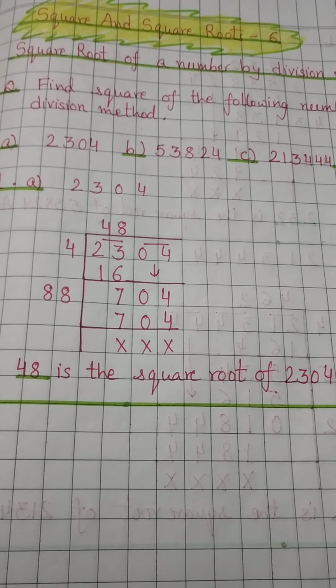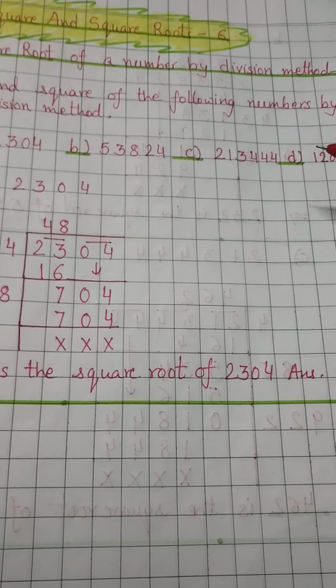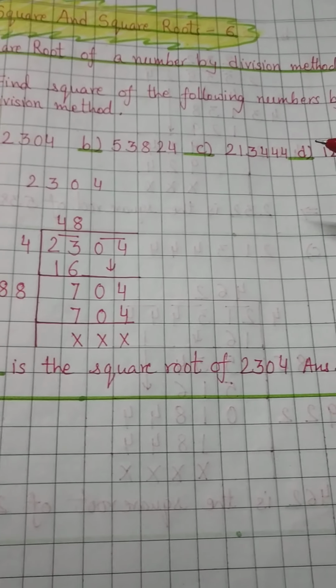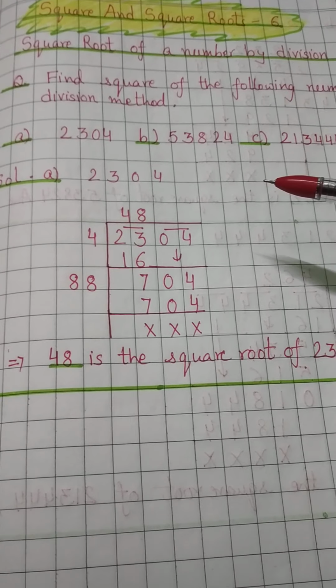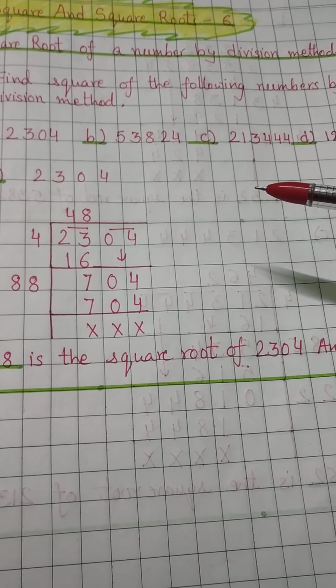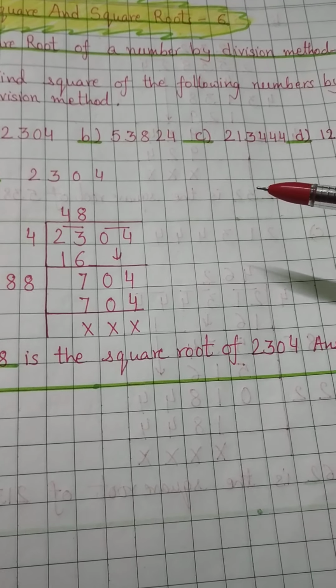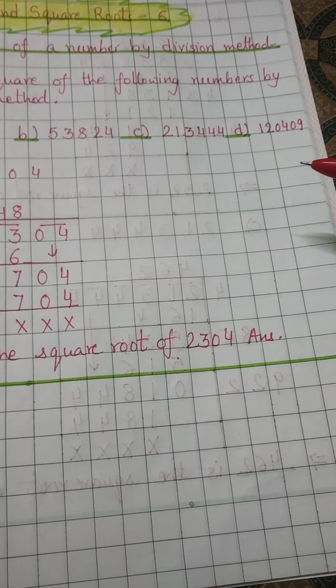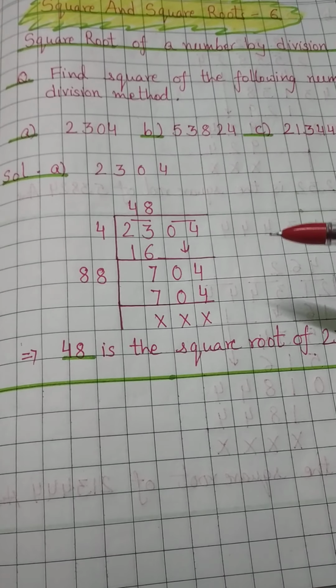For this method, look here properly. Question: find the square root of the following numbers by the division method. You can see the numbers are 2304, 53,824, 213444 and 120409. You can read them like this also, right? So what is the method for this?